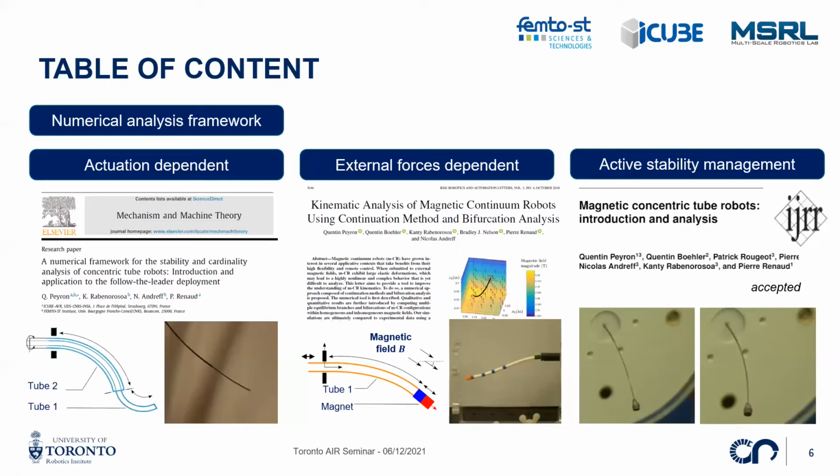The ICube laboratory and its AVR team is specialized in medical robotics, and in particular interventional robotics, where you need compact systems to go inside MRI machines, for example, or X-ray scanners. And the MSRL of ETH Zurich works on micro robots and magnetic catheters using magnetic actuation.